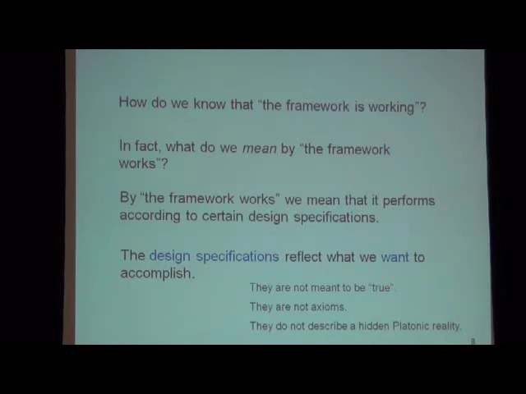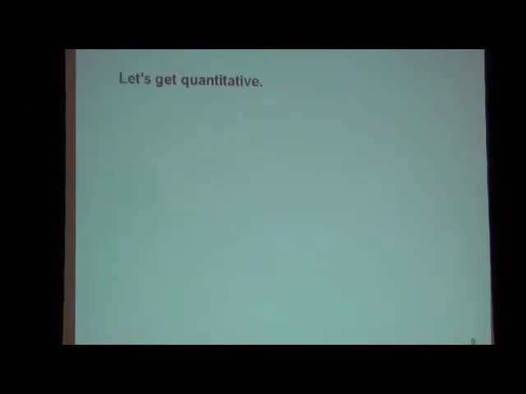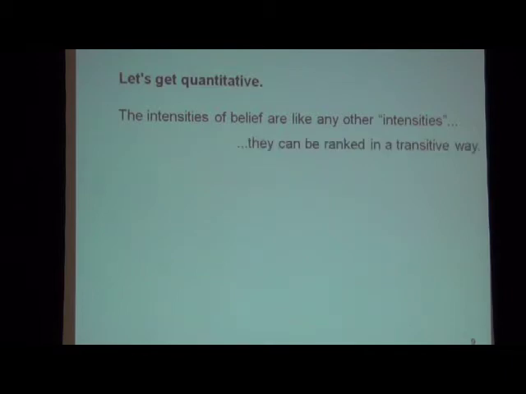What do we do when we don't know what's going on? Very good. So let's get quantitative here. What we want is a theory that will describe intensities of belief, the strength to which we are entitled to believe in something. Now, the point here is that intensities are like any other intensities. They can be ranked in a transitive way. If you believe in A more than B and B more than C, then you believe in A more than C. And that is why degrees of rational belief are going to be represented by numbers.